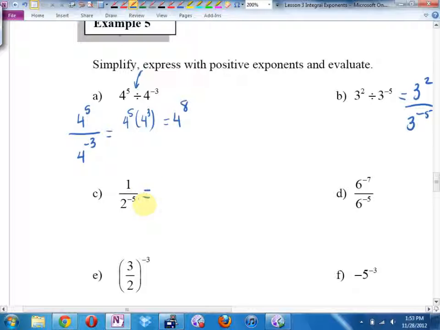Is there a power to a power? Is there an exponent outside the brackets? No. Is there a negative exponent? Elevator. 2 to the, I've done the elevator, get rid of the negative, positive 5. And I think 2 to the 5th is 32? 2, 4, 8, 16, 32. Yeah, it is.